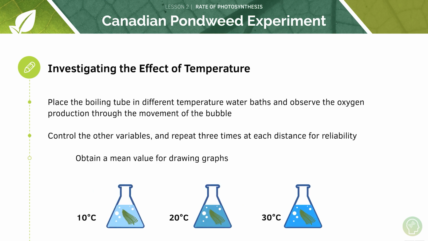So in a similar way, you can investigate the effect of temperature. But in order to do this, you would perhaps place the boiling tube in different temperature water baths, so a 10 degrees Celsius water bath, a 20 degrees Celsius water bath, and a 30 degrees Celsius water bath. And you would then observe the oxygen production through the movement of the bubble along the capillary tube, and that would be proportional to your rate of photosynthesis. And if you compare these 3 results, you can then compare the 3 rates of photosynthesis. But again, you're going to have to control the other variables and repeat this 3 times, taking a mean of the 3 results you get. And remember, your mean is just your average.